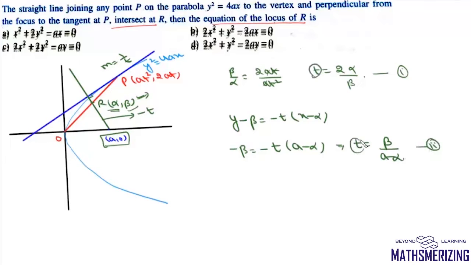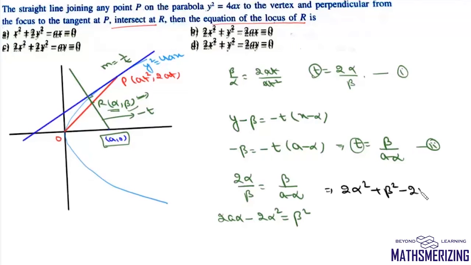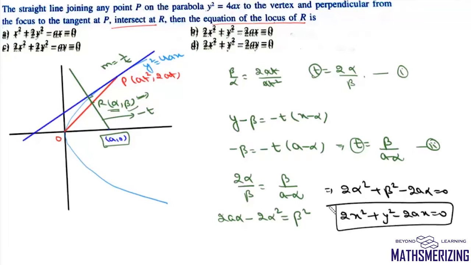So now we'll eliminate this parameter t. So we'll get 2 alpha upon beta equals beta upon a minus alpha. So I'll get 2a alpha minus 2 alpha square equals beta square. So this equation is 2 alpha square plus beta square minus 2a alpha equals 0, which is 2x square plus y square minus 2ax equals 0. So this is the required locus, which is option number B.